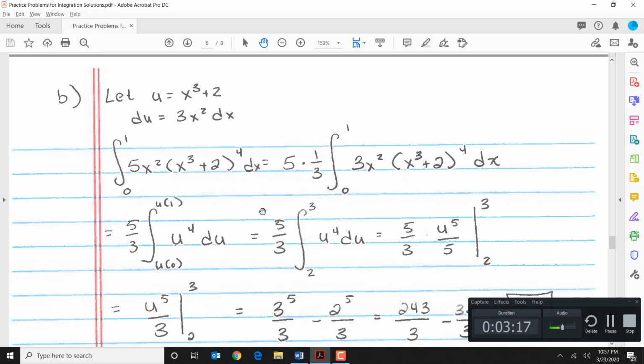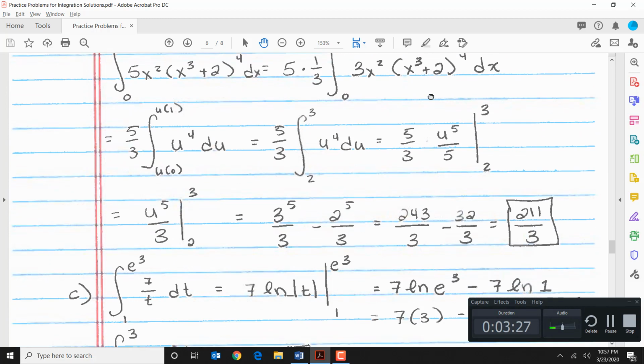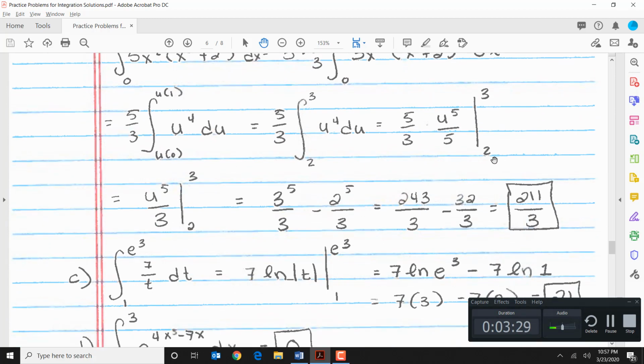So instead of having to go back into terms of x, since this is a definite integral, I can do my u substitution like I did, evaluate my integral in terms of u like I did here, and change my bounds from 2 to 3, and then just evaluate it in terms of u, plugging in 2 and 3. Evaluated at 3 minus evaluated at 2, and I end up with 211 over 3.